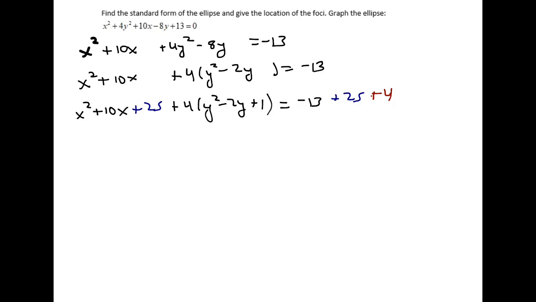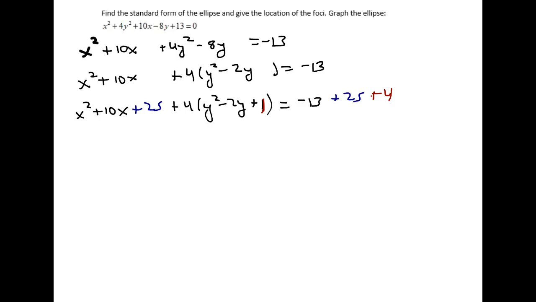So notice what I've written in black ink here is just the original problem, but for the x terms, to complete the square, I'm going to add 25. So I'm going to add 25 to the left side and to the right side. And for the y term, we're going to add 1. But because of the 4 in front, we're going to add 4 on the left, which means we need to make up for that and add 4 on the right side.